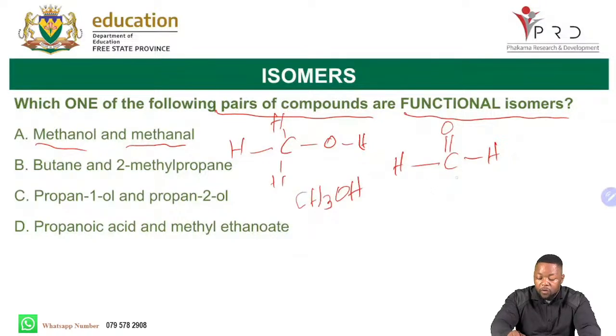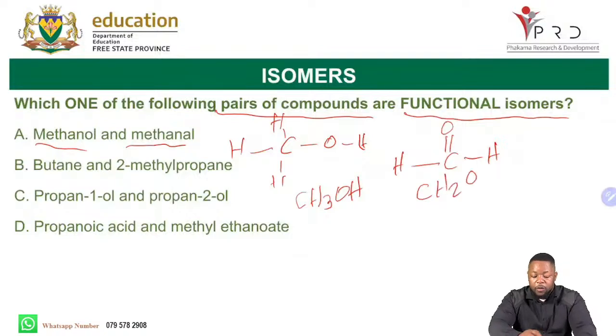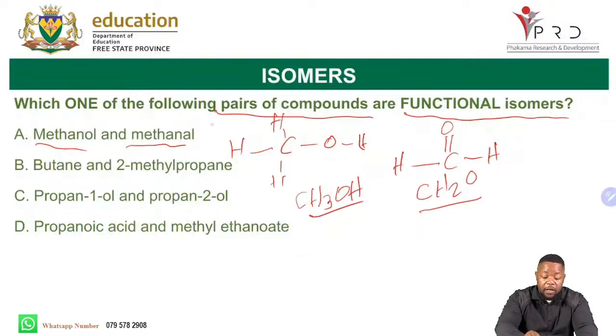And then for the second one, that is methanol, I'm going to have CH2O. So if we look at them, these molecular formulas are not the same. The other one has 4 hydrogens and the other one has 2. Therefore, the two substances or compounds cannot be functional isomers.